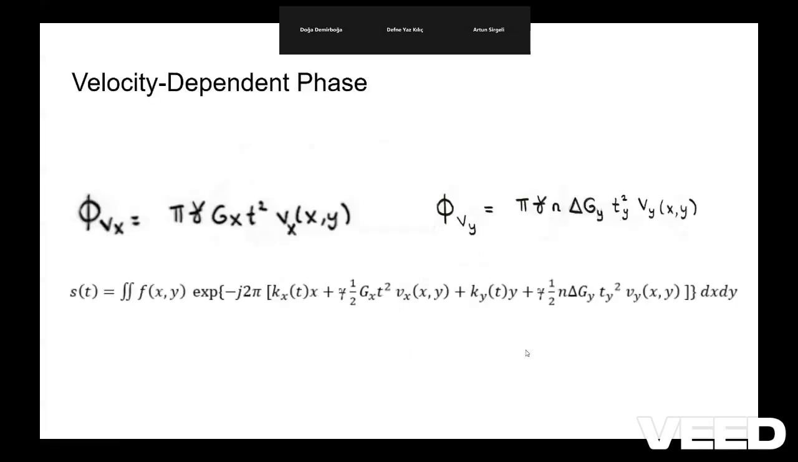For our project, we are assuming a constant velocity in the blood vessels. Also using the assumption that the gradients are constant in echoplanar imaging, we can take the derivative, which will give us a T2 squared term, as seen here. So the total signal equation is written with the usual kx and ky terms plus the additional velocity dependent phases, which will dephase the total signal.